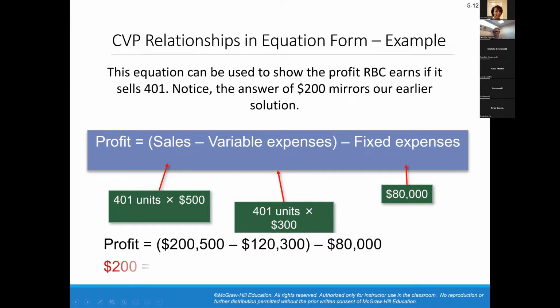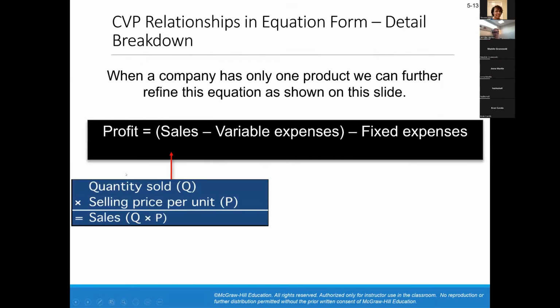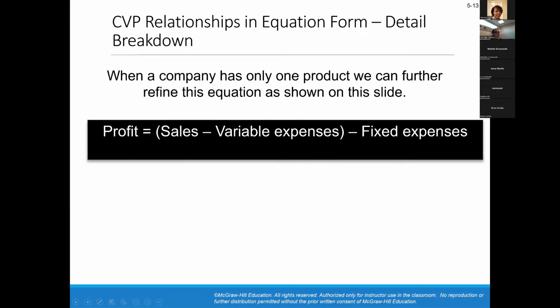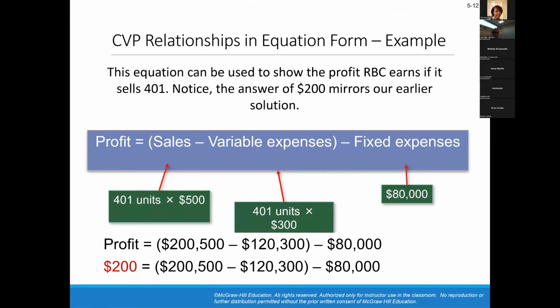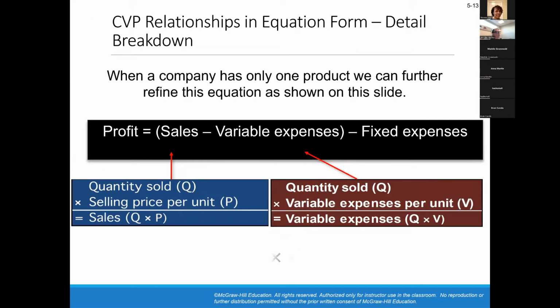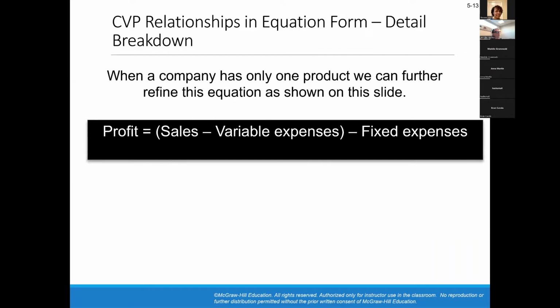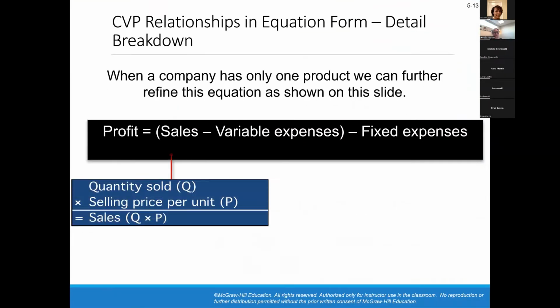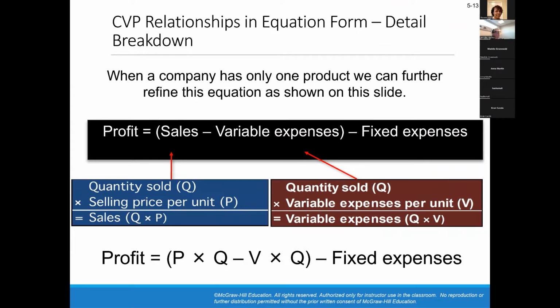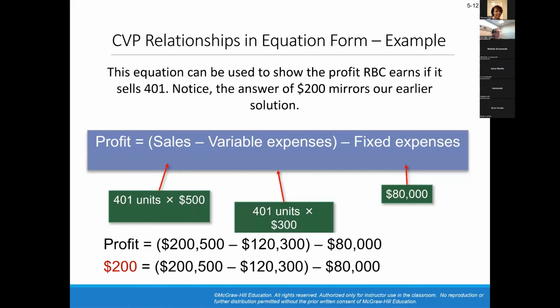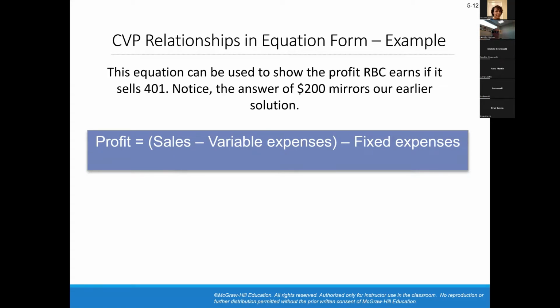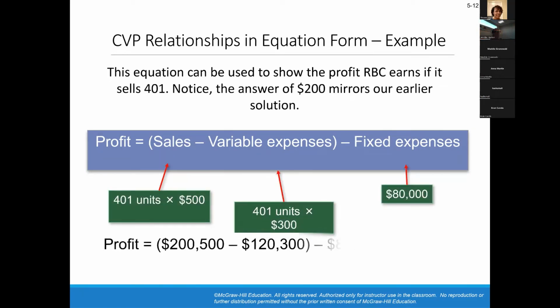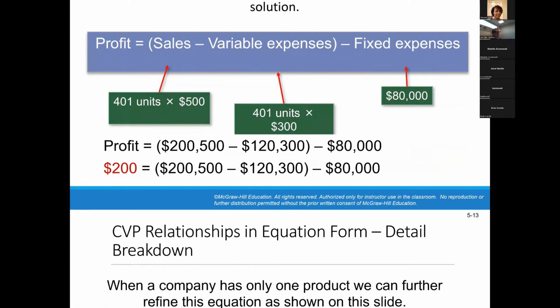All right. So in this example, we have 401 units at 500. So that's how we came up with the 200,500. It's got the 401 times 300 less the fixed expense. And that gives you the 200. It's basically the same thing we just looked at on the spreadsheet, but it's just breaking it out.